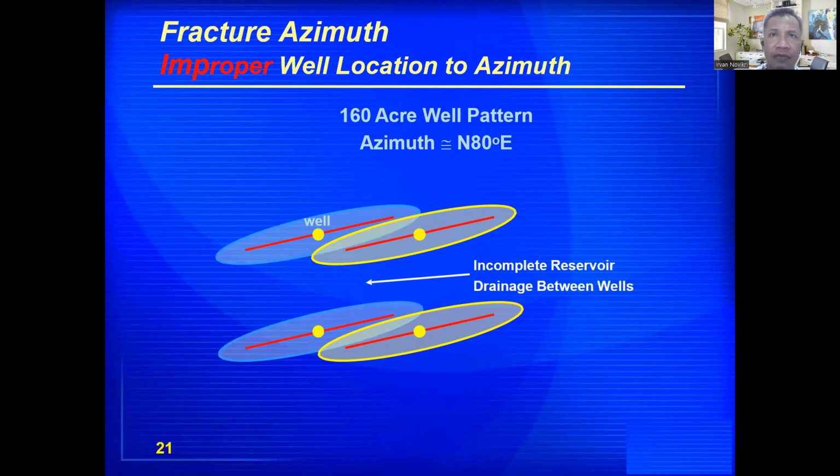But what happens if the wells are still drilled on the same 160-acre well pattern, but now the fracture azimuth is north 80 degrees east? In that particular case, we see the frac coming in from the north. But now look, you've got interference between the fracs. You can actually see this one well shot, but the biggest deal is right here in the middle. That is an incomplete reservoir drainage. This operator would have to drill a fifth well in the middle if they were going to properly drain this reservoir.